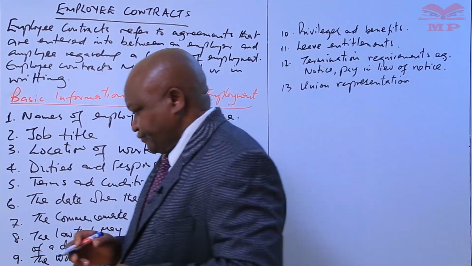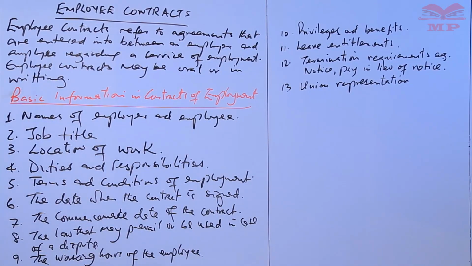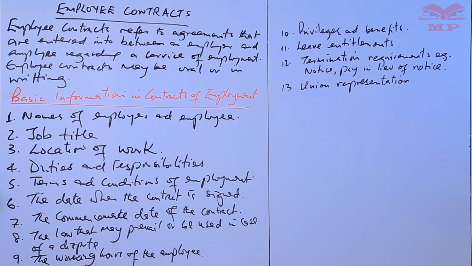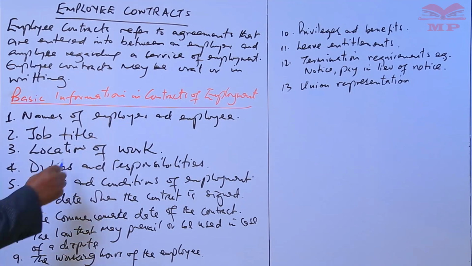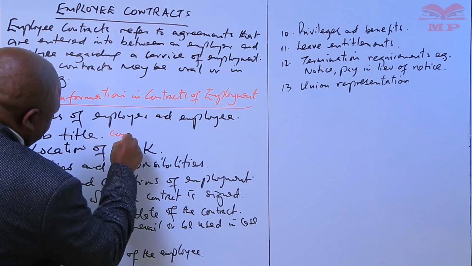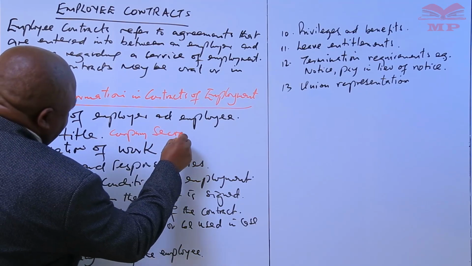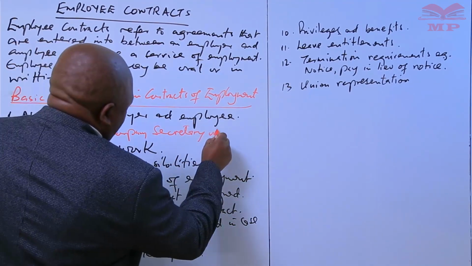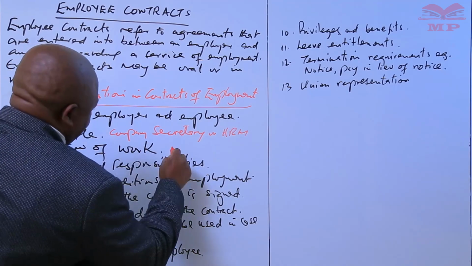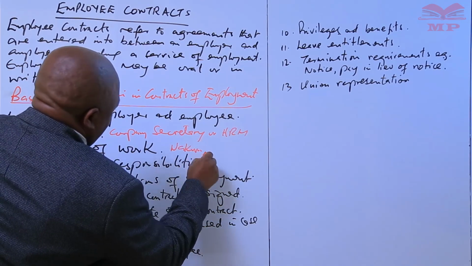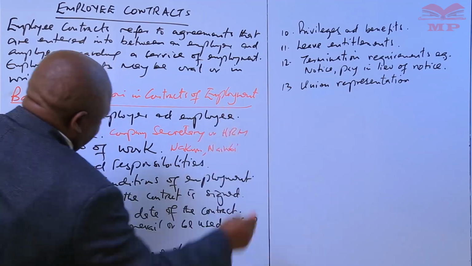Now, dear learner, when it comes to the basic information, this will vary from position to position, but these are some of the aspects that need to be covered. And when you talk about the name of the employer and the employee, we have discussed that. The title, we have said, for example, the employee could be a company secretary, or human resource manager. So that has to be indicated. Then the location of work, maybe the person is based in Nakuru or Nairobi. So that has to be indicated.